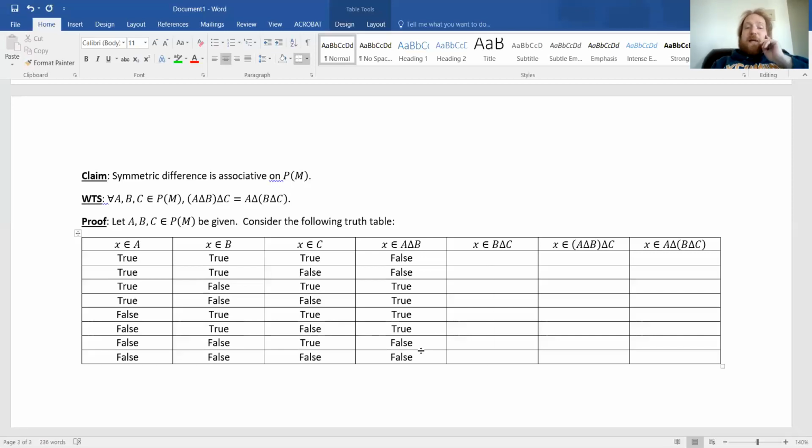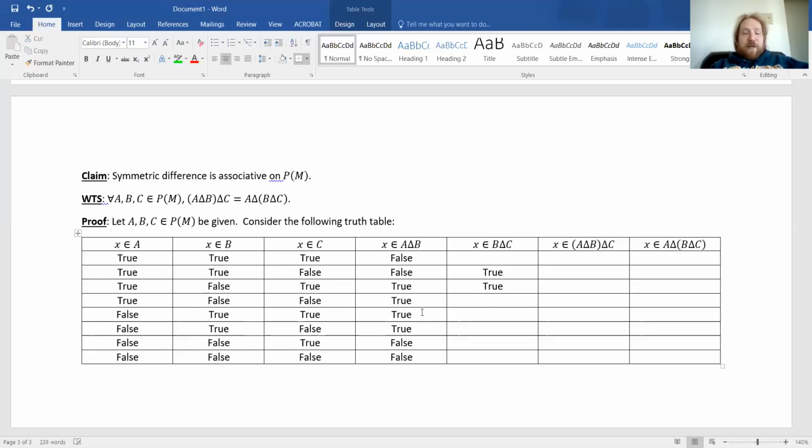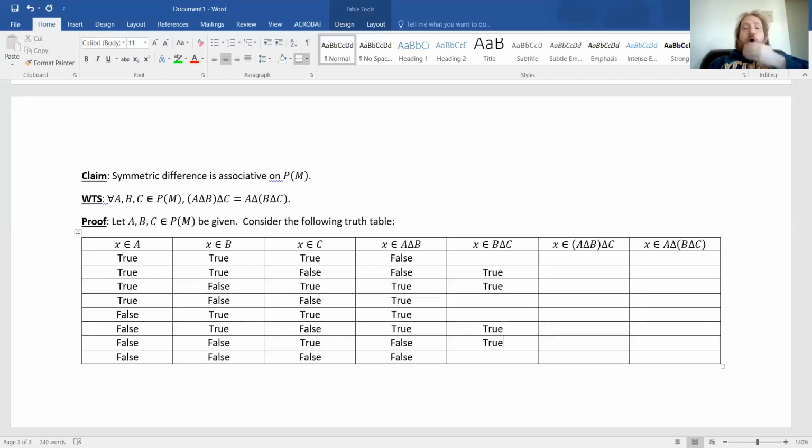Okay. Now for B symmetric difference C, again, we are looking for true when exactly one of these two is true. So here in the second row, x is a member of B symmetric difference C. In the third row, exactly one of them is true. In the sixth row, exactly one of them is true. In the seventh row, exactly one of them is true.